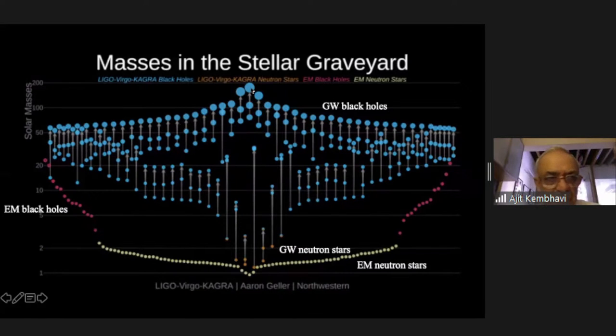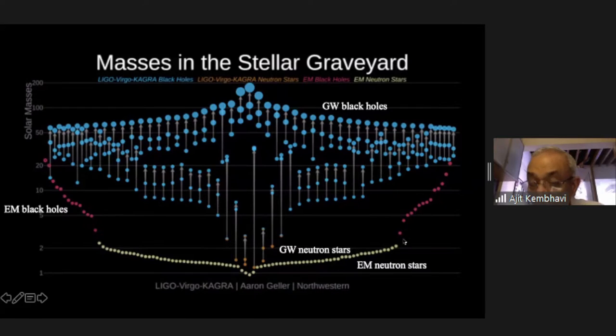Okay, so you see that this is the highest black hole which has been emitted, the most massive black hole which has been created, and you see that it is close to 200 solar masses. Right, and then these are all the red ones. These are electromagnetic black holes.